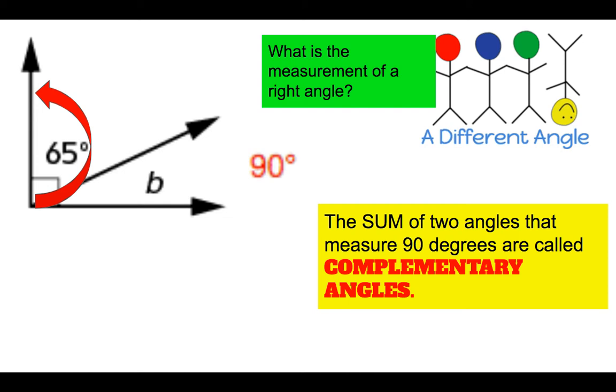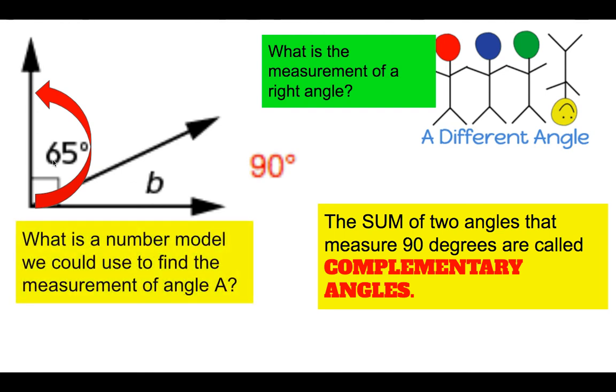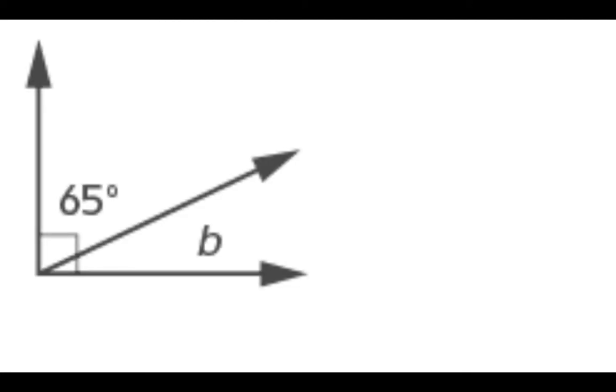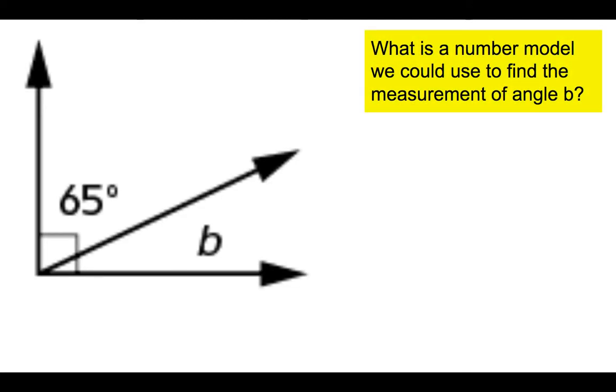So again, side note, another vocab word here, complementary angles. The sum of two angles that measure 90 degrees are called complementary angles. So B and 65, when you add them together, will be 90 degrees. And again, what is a number model we could use to find the measurement of angle B? Well, let's talk about that. So once again, here are our angles, 65 and our unknown B. And the number models could be, and again, we know that it's a total of 90 degrees. Well, one, you could go 65 plus B equals 90 degrees.